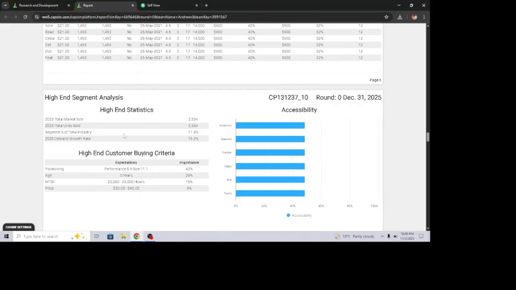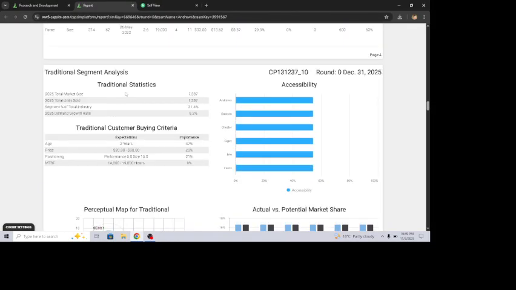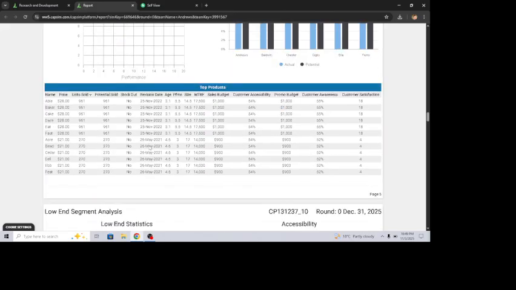So for example, this is the high end. We realize in high end, customers are considering products that are well positioned, followed by age, MTBF, and then price. Looking at the low end, price comes first, followed by age, positioning, and MTBF. In traditional, here customers prefer a product with an age of 2 years, followed by price, positioning, and MTBF.